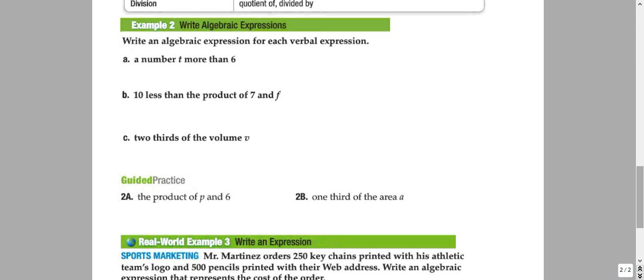A, again, we're writing an algebraic expression for each verbal expression. We are translating this into algebra, into letters and words, using addition, multiplication, subtraction, or division. A says a number t more than 6. There's actually 2 different ways to do this.